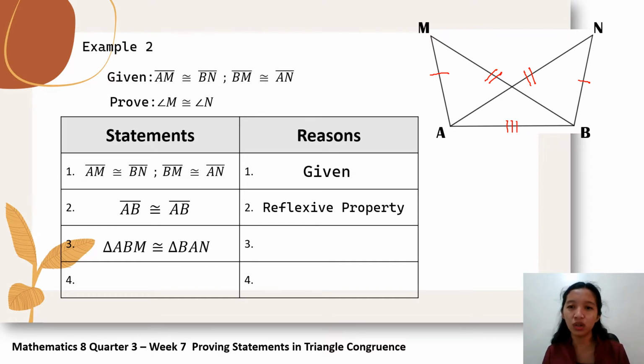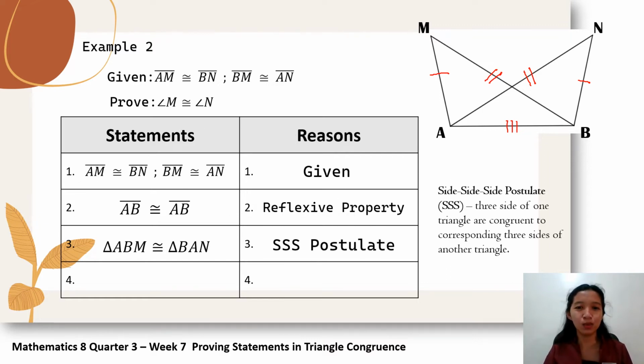When you see this figure, we have three congruent sides, right? This is the first side, the second side, and the third side that correspond to the other three sides of the triangle. And our reason for that is the SSS postulate. Because the SSS postulate states that three sides of one triangle are congruent to the corresponding three sides of another triangle. Did you notice that it supports our statement?